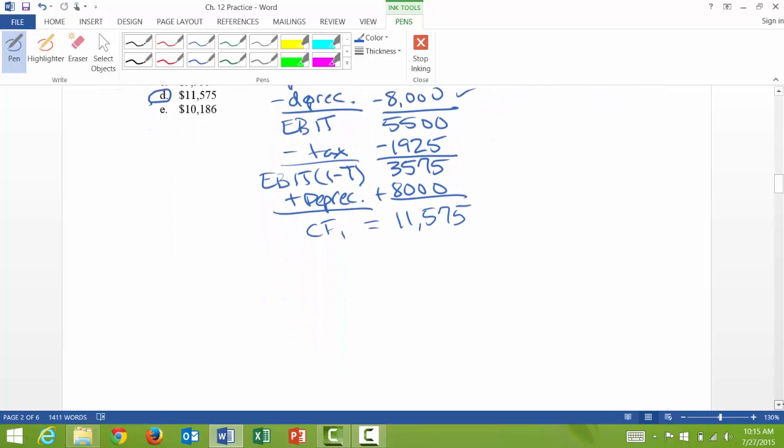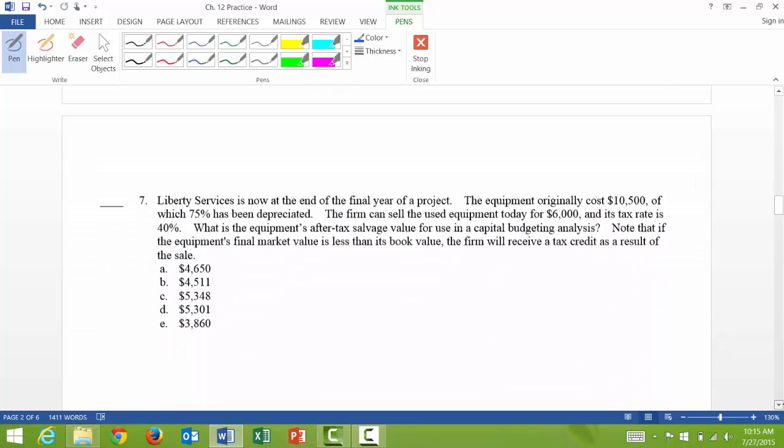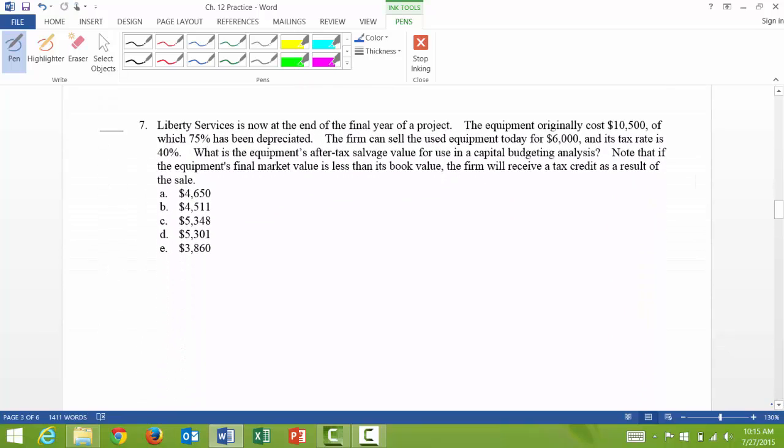And so let's go into the next question, question 7, and there are just 8 questions. So 7 says, Liberty Services is now at the end of the final year of a project. The equipment originally cost $10,500. So if you see this information, I know we're dealing with a salvage value type question. And you can actually see, if you look towards the end, what is the equipment's after-tax salvage value for use in capital budgeting analysis?